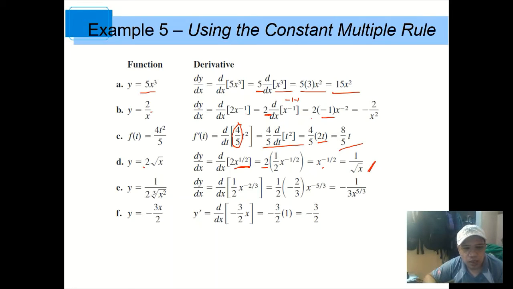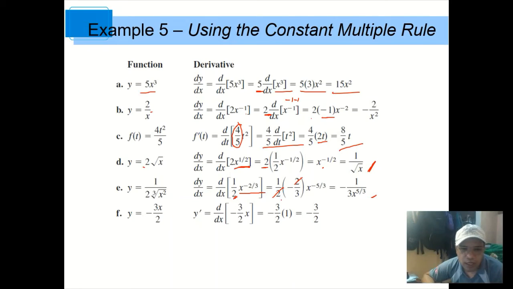Next is y is equal to 1 over 2 times cube root of x squared. So, 1 half, ilalabas natin. Then, the derivative is x raised to negative 2 over 3. Then, 1 half times negative 2 over 3 times x raised to negative 5 over 3. So, mula doon, cancel out si 2 sa taas at sa baba. So, 1 over 3 times x raised to 5 over 3.